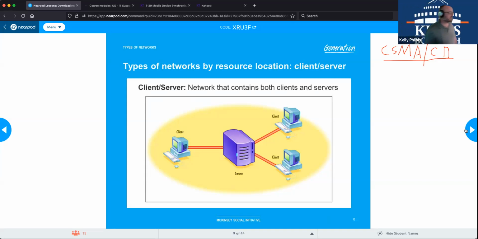Networks that contain both clients and servers. Remember, each of us is a client, right? Our computers are connected to the networks. We are in need of resources, so we're connecting to the network to try to gain access to resources. Servers serve up those resources for us. So we are all connected now to Zoom servers so that we can all be in each other's presence. So the client-server model is what they are basing a lot of this off of.